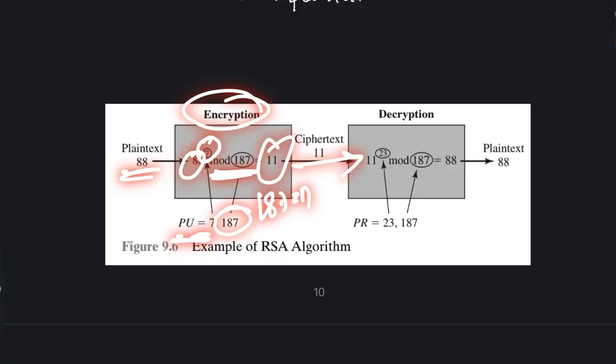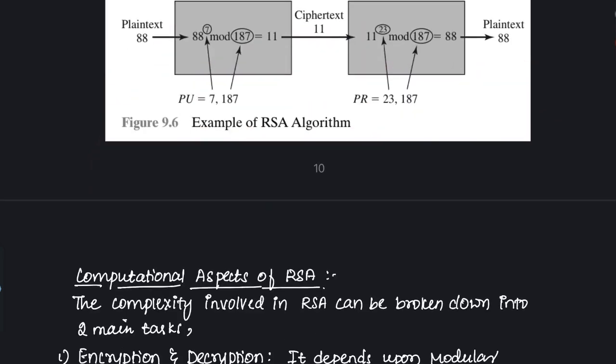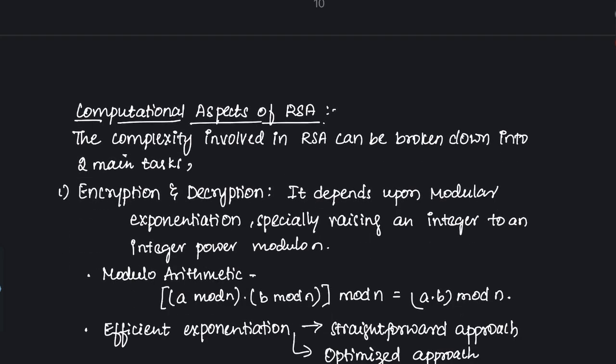I get 11. 11 is transported, and here 11 power 23, because 23 is the private key, and mod 187. 187 is the n value. I get the plain text back. Here plain text was 88, and here also plain text is 88. Now let's look into the computational aspects of RSA algorithm.